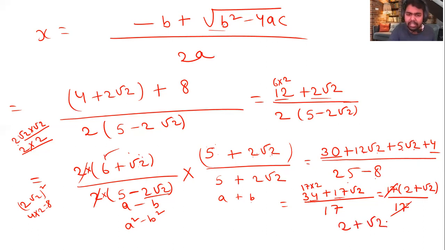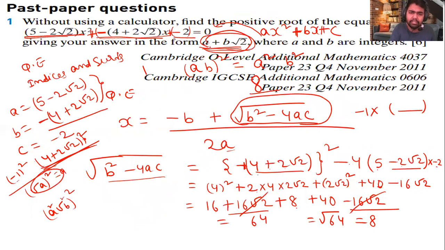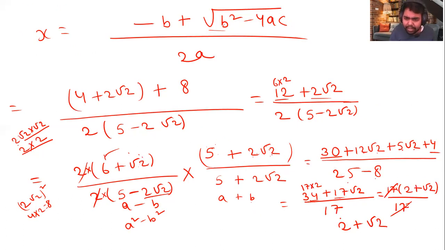And if you see, they were asking for this kind of answer where we have a plus b root 2. So here instead of a we have 2, and instead of b we just have 1. So we have the answer in the form of a plus b root 2, where a is 2 and b is nothing but 1. So this is my final answer, and this is the way we could solve this question.